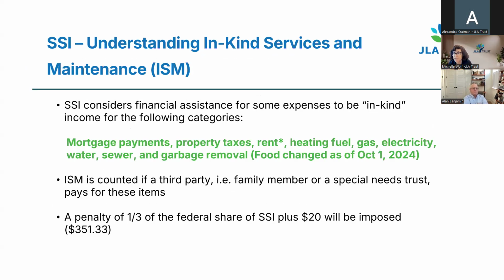Okay, SSI also has this very outdated rule called ISM, in-kind services and maintenance. The basic idea is the government is saying, if somebody else is helping the person with a disability, they don't need so much money from the government. So we're going to reduce the government check by 1/3 of the federal share plus $20. If anybody else, including your special needs trust, pays for mortgage, property taxes, rent in some cases, heating fuel, gas, electricity, water, sewer, and garbage removal, you will have a 1/3 penalty imposed on your monthly SSI check.